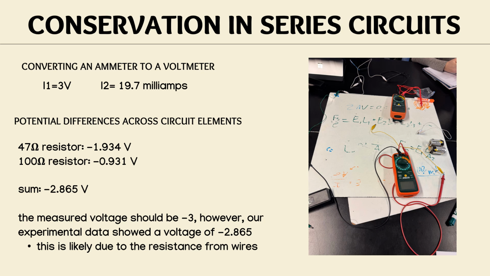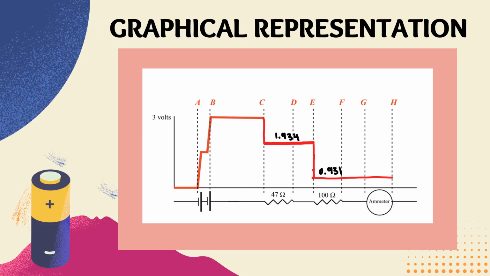And then we collected the potential differences across different circuit elements. In the 47 ohm resistor, the voltage was negative 1.934, and in the 100 ohm resistor, it was negative 0.931 volts, and the sum of that was negative 2.865, and the measured voltage should be negative 3. However, our experimental data showed a voltage of negative 2.865, like I just said, and this is likely due to the resistance from wires.